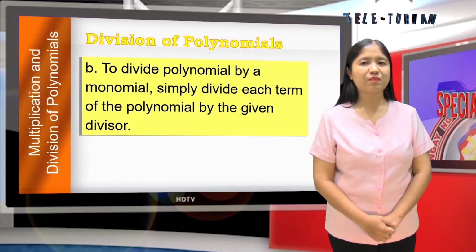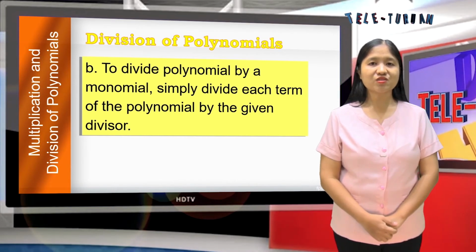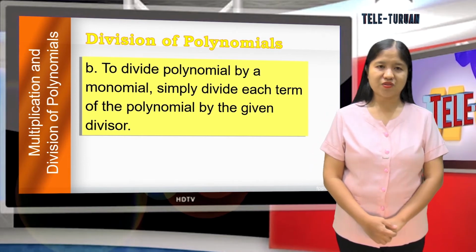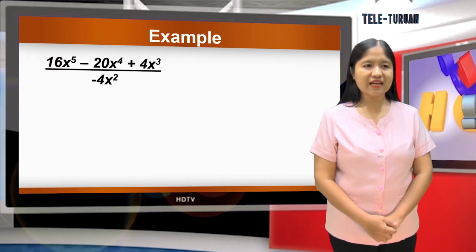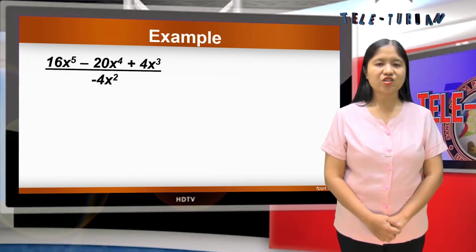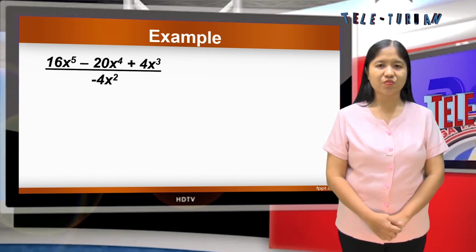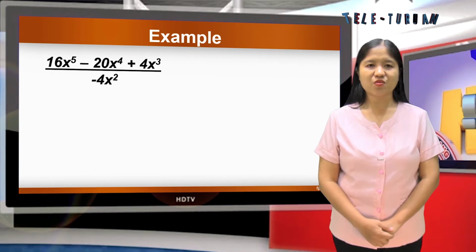Another way is to divide a polynomial by a monomial. Simply divide each term of the polynomial by the given divisor. For example, 16x to the 5th power minus 20x to the 4th power plus 4x cubed divided by negative 4x squared.